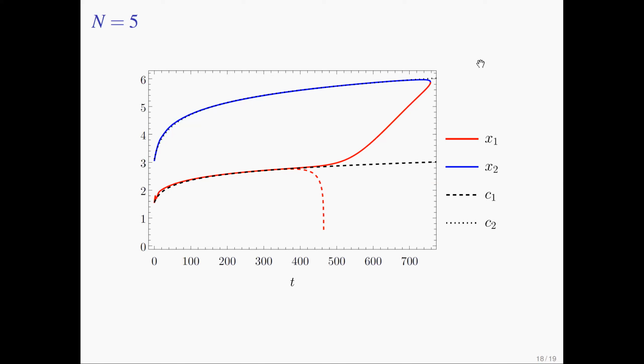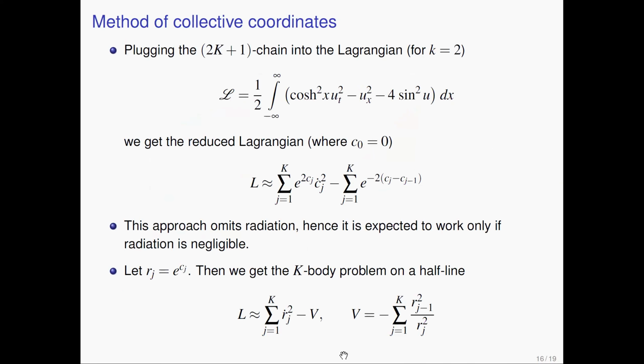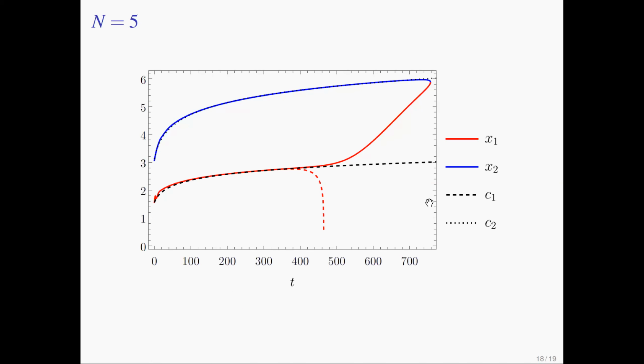So you see, we have K bodies, interacting by attraction. There is attraction between these bodies. So if we don't fine-tune initial conditions, then the attraction will lead to collision. And once there is collision, this collective coordinate approximation ceases to work, because then there is a lot of radiation generated in collisions.